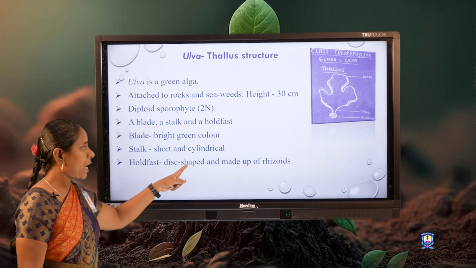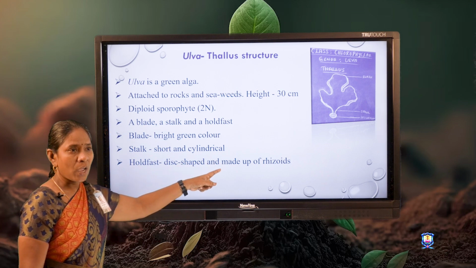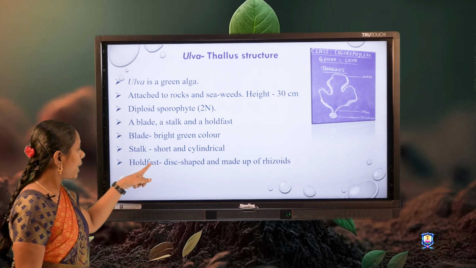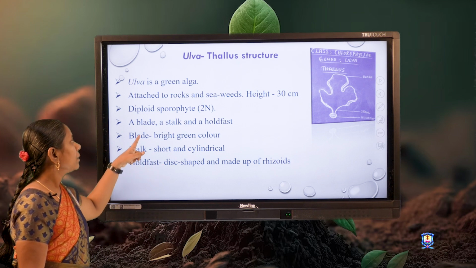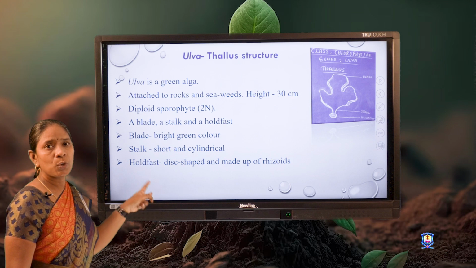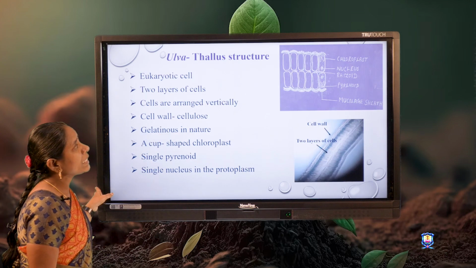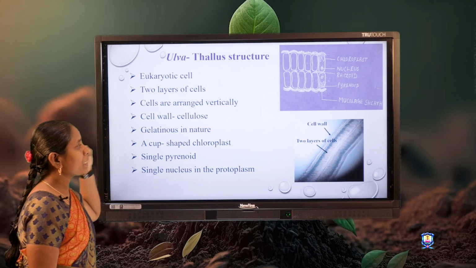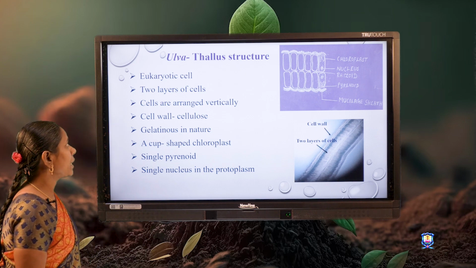It is disc shaped and made up of rhizoids, and with the help of the holdfast only, the thallus is attached to the substratum. Then the internal structure of the Ulva thallus: it is a eukaryotic cell and it consists of two nuclei.